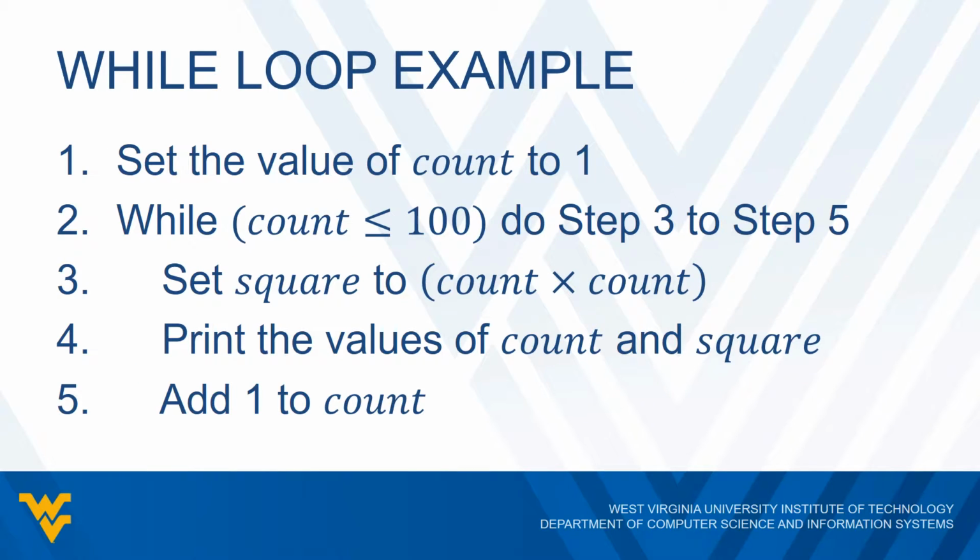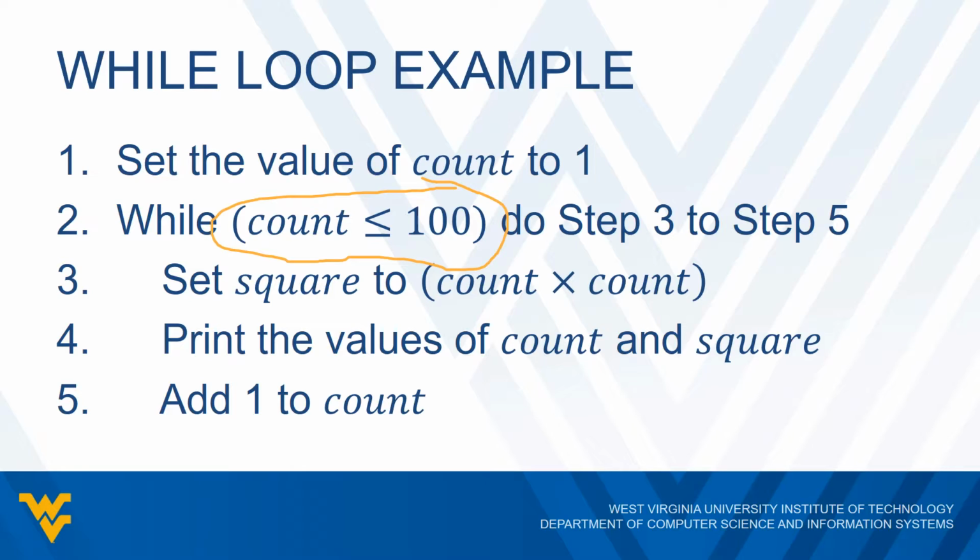Here's an example of a while loop. So our first line is just initializing a variable which we call count, and we're going to set it to 1. The second step is our condition. So this part right here is checking: is count less than or equal to 100? So if this is true, we're going to do steps 3, 4, and 5. And we're going to keep doing these 3 lines in the algorithm until count is no longer less than or equal to 100.